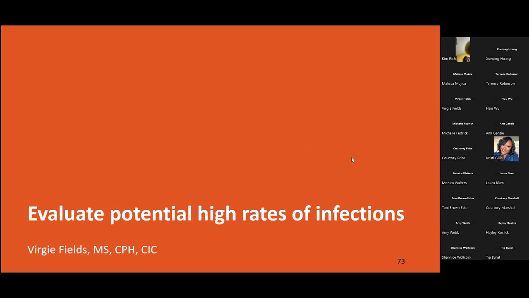Thanks, Sho. The SRIR report or the pSIR report may help facilities identify potential increases in rates of infection. If the SRIR for a drug-resistant pathogen is higher than expected, facilities can run a line list to further investigate the infections and identify potential clusters. We'll walk through an example using fictitious data of how the SRIR report can be used to identify potential clusters.